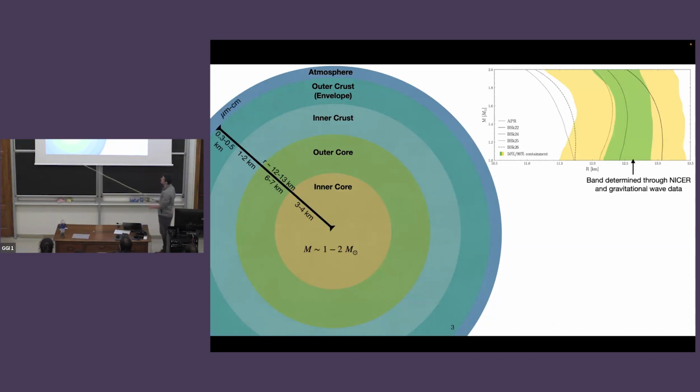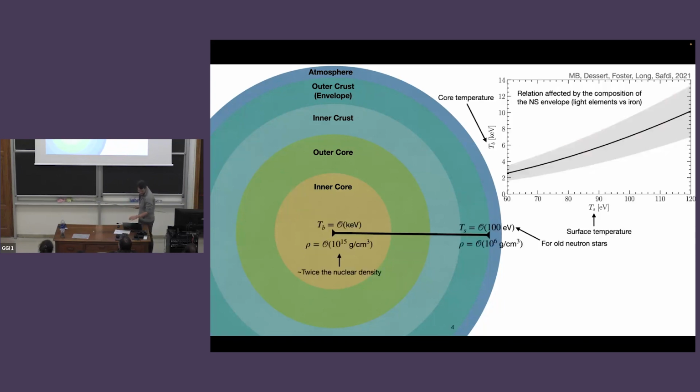Now, a neutron star is typically between 1 and 2 solar masses, and it's relatively small, with a radius of somewhere around 12 to 13 kilometers. Those numbers are all very rough, of course, there's some variation. Of this, the inner and outer core make up most of it, with the outer crust being just 1 to 2 kilometers thick. The atmosphere is, depending on the neutron star and who you ask, just a couple micrometers or a couple centimeters thick.